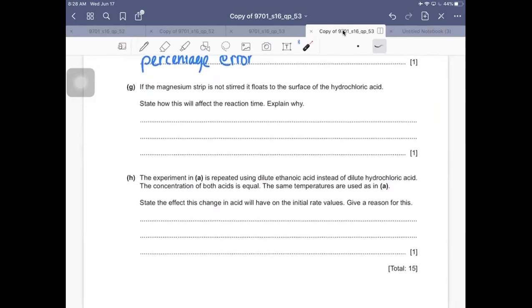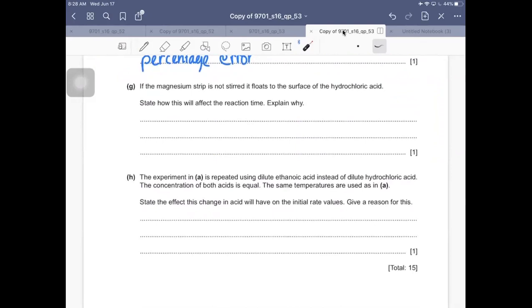If the magnesium strip is not stirred, it floats to the surface of the hydrochloric acid. State how this will affect the reaction time and explain why. Okay, so you imagine your reaction and then you have your HCl and your magnesium is only on the top part. Okay, and then no stirring.